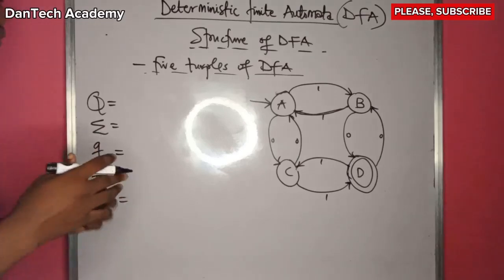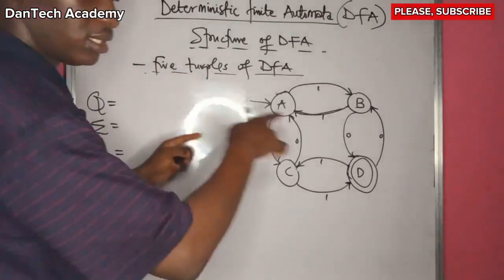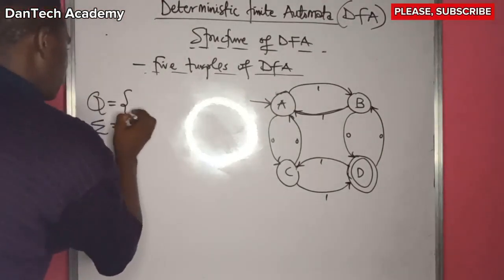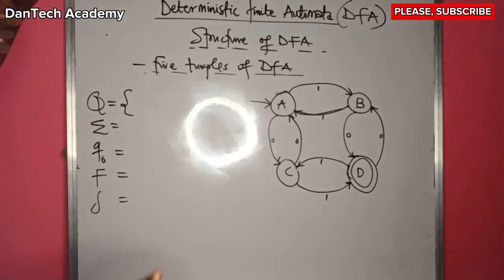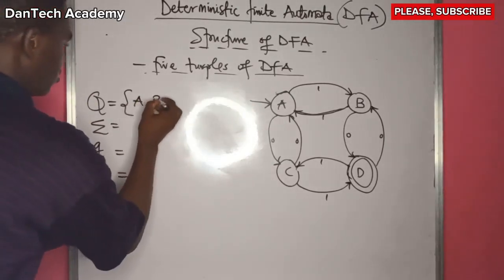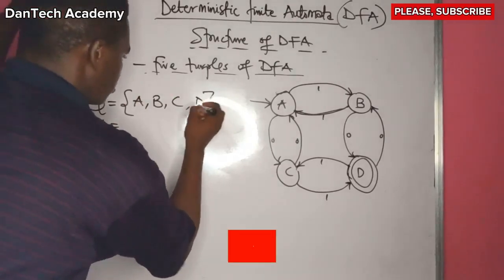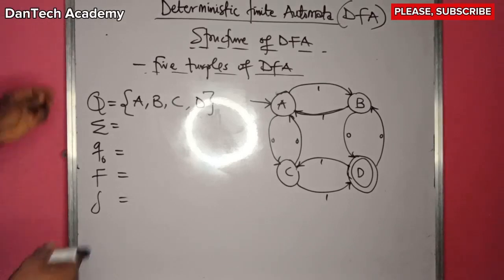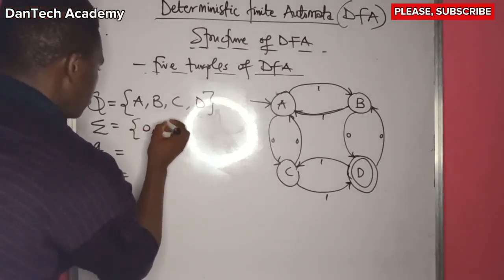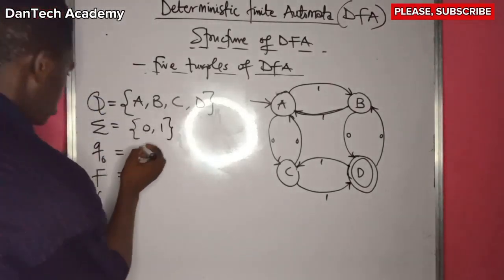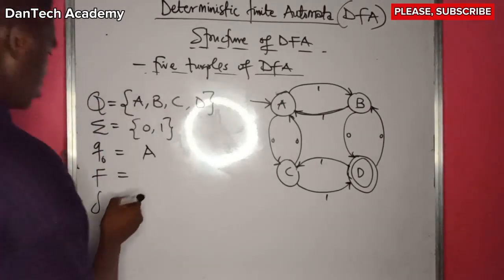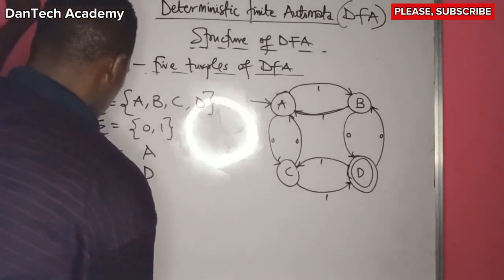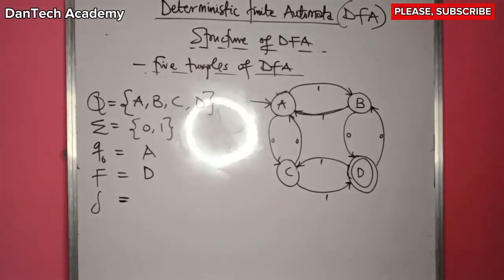So we want to use states now. Before, we were using words. Let's use these states to explain this. Q stands for the set of all states. What are the states there? A, B, C, and D. Then the set of inputs. What are the inputs there? 0 and 1. The start state is A. The finish state is D. And the transition. The best way of getting the transition is using a transition table.